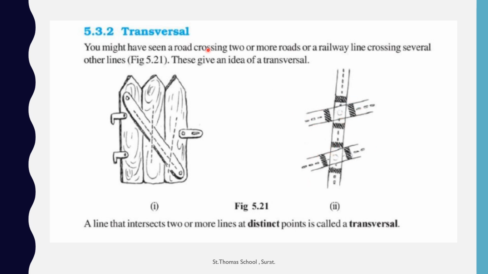Okay, so what is the meaning of transversal? A line that intersects two or more lines at distinct points, that means at different points, is called a transversal. Underline this, very important. You have to write in your book the heading transversal, then you have to copy the sentence. A line that intersects two or more lines at different points is called a transversal. And you have to draw this figure, that is two lines.